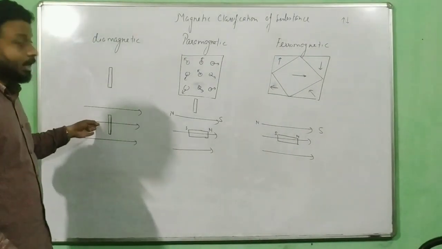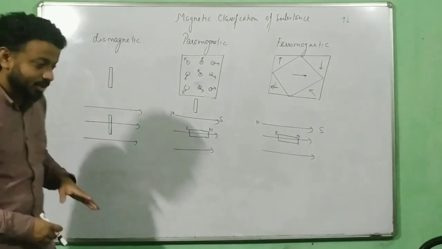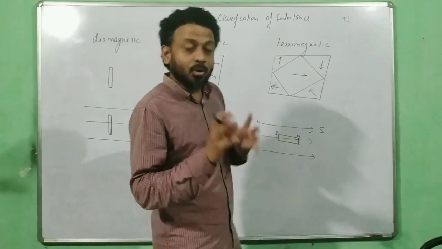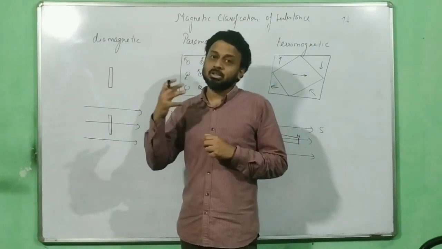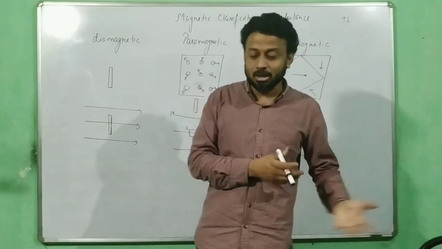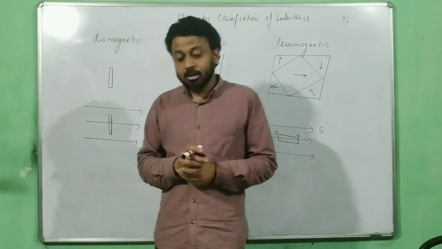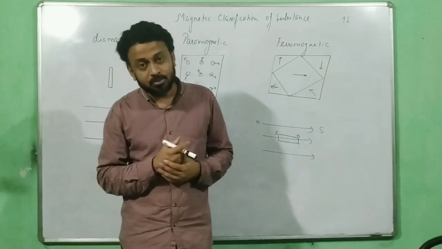Why don't they align? Because of Lenz's law. Okay, we will not discuss that part. Obviously, if you read the book, you will get the answer. If you remember class 10, those who don't remember, Lenz's law will be discussed in the electromagnetic induction chapter also. It tends to oppose the cause of change in flux. Okay, that's the concept of Lenz's law.